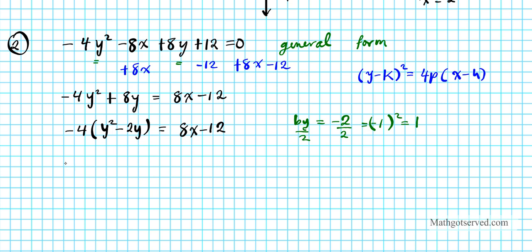So we have negative 4 times y squared minus 2y plus 1 equals 8x minus 12. Now what am I going to add to the right side? We have negative 4 times 1. Negative 4 times 1 is negative 4. So that's what we put over here also. Negative 4 times positive 1.